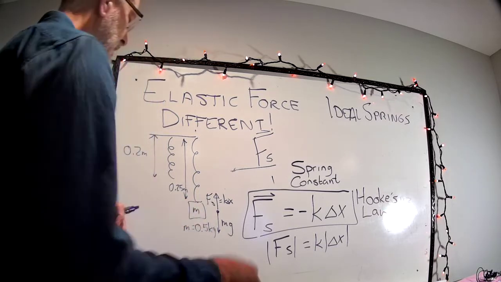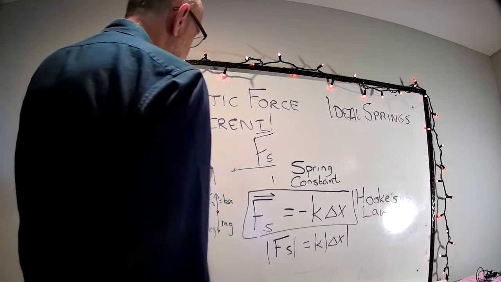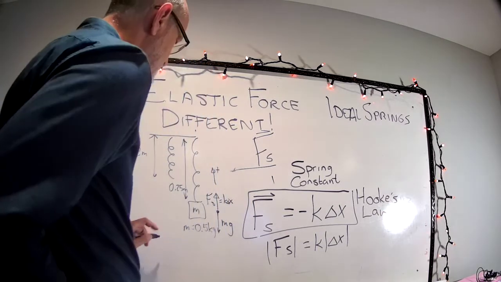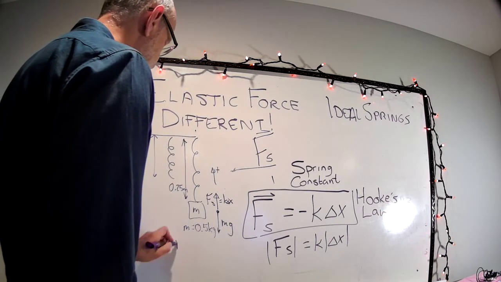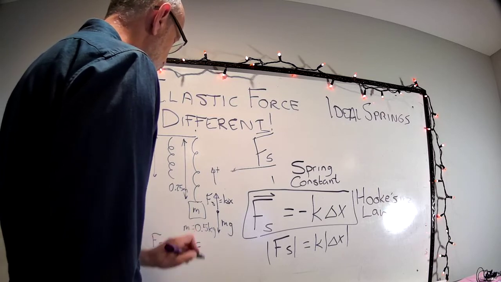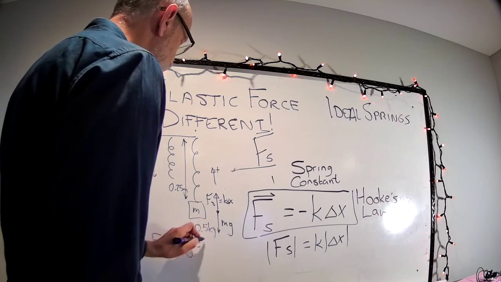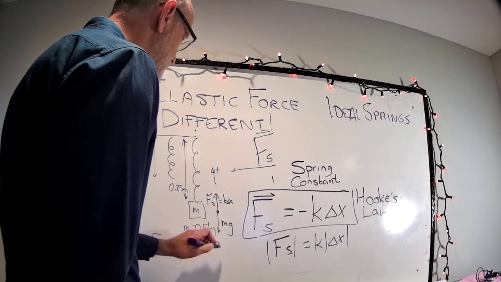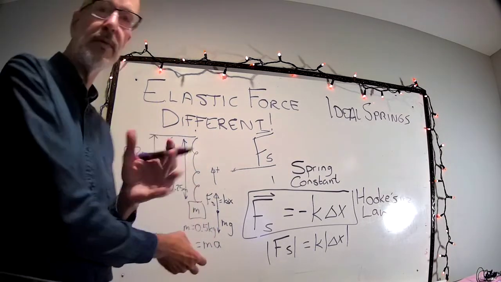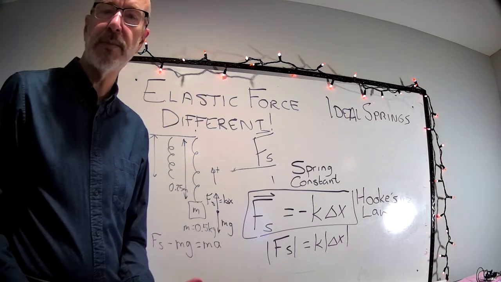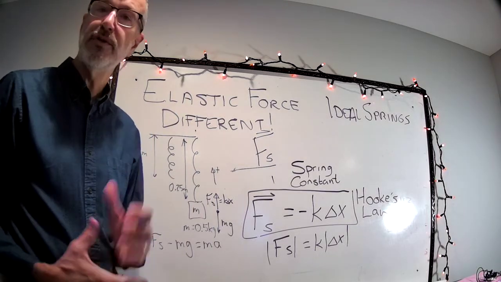Well, what do you think? I got a free body diagram. I'll pick a positive direction, and I'll say spring force minus mg equals m times a. And we're letting it come to rest. It's not bouncing up and down. We'll do that when we do simple harmonic motion. We'll do that when we do energy.